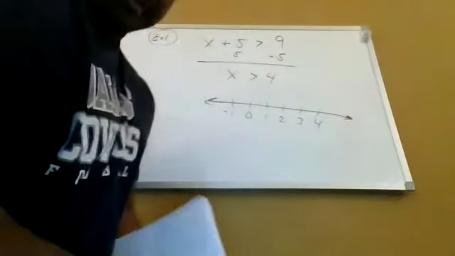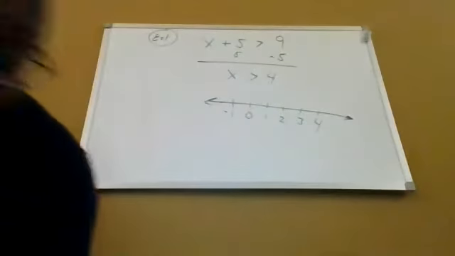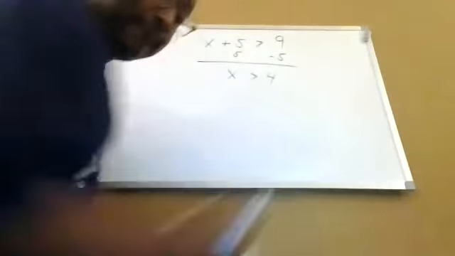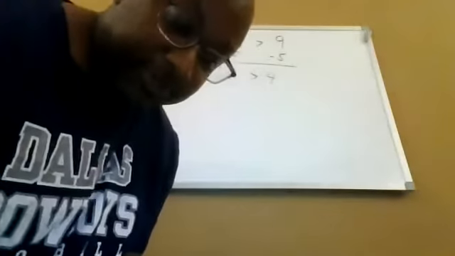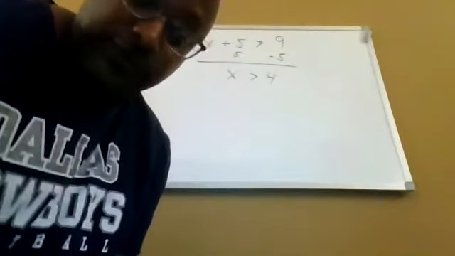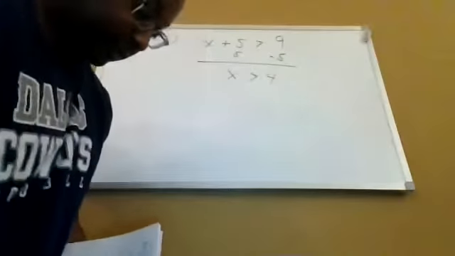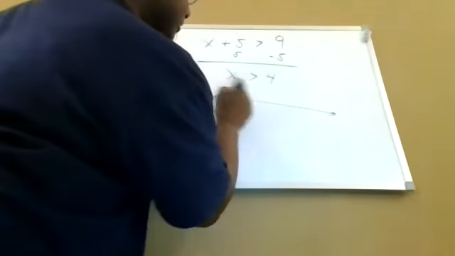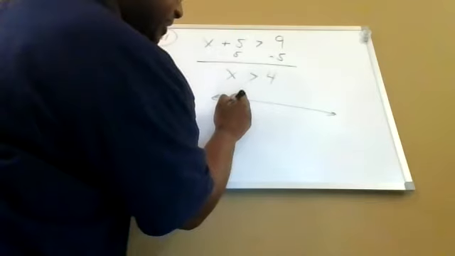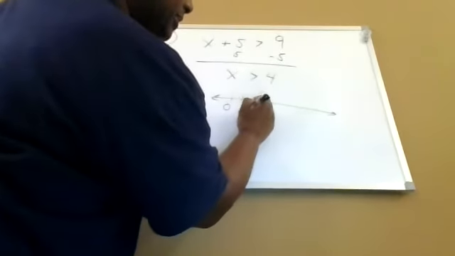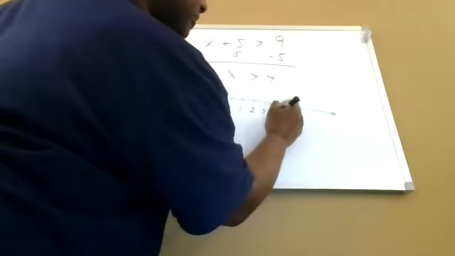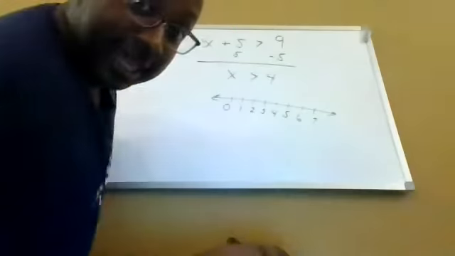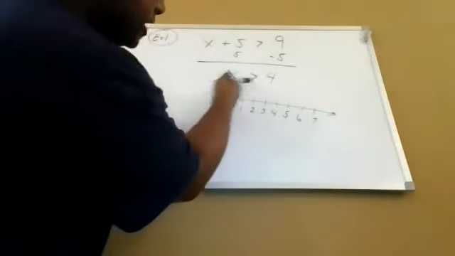Actually, you know what? That's not a good number line. Let's start again, because I need a number line that represents all of the values that are greater than 4. So let's try this number line. How about one that starts at 0? 1, 2, 3, 4, 5, 6, 7, 8, 9, 10. Okay. x greater than 4.